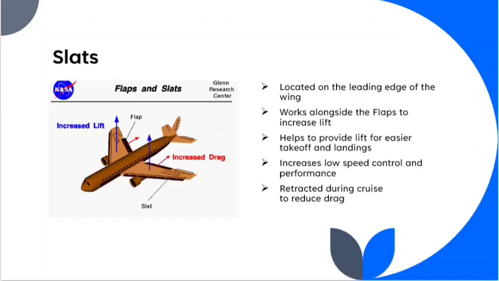And these also increase lift. They're also used for takeoffs and landings, helping provide easier lift, and also allowing the plane to have more control at slower airspeeds. These are also retracted during cruise, the same as flaps would be, mostly because they produce drag, which is bad because it causes the aircraft to have worse performance and a slower maximum airspeed, and to not operate as effectively in cruise.